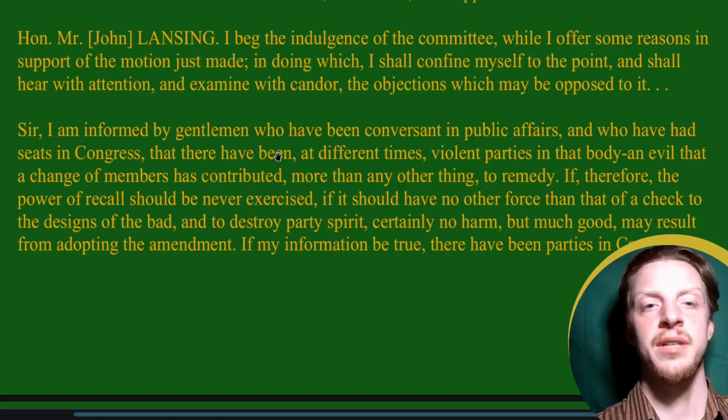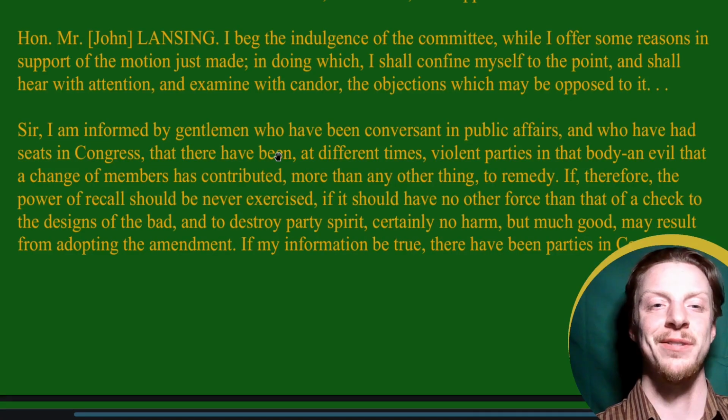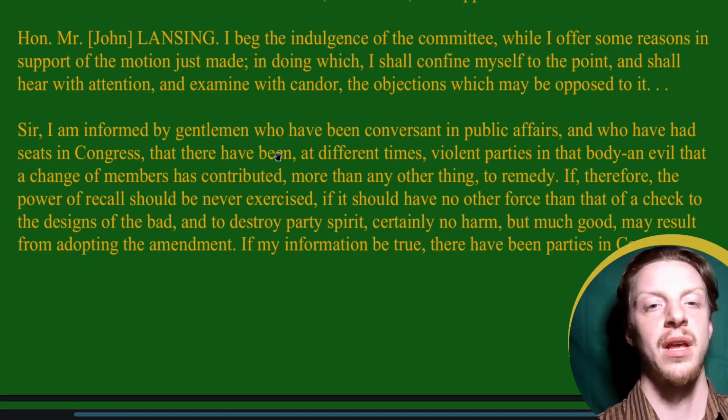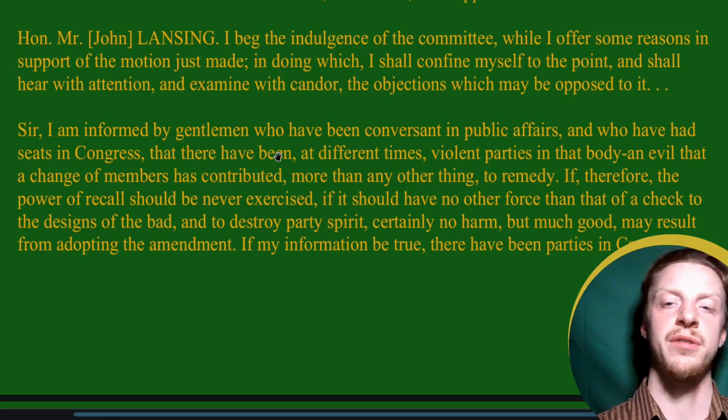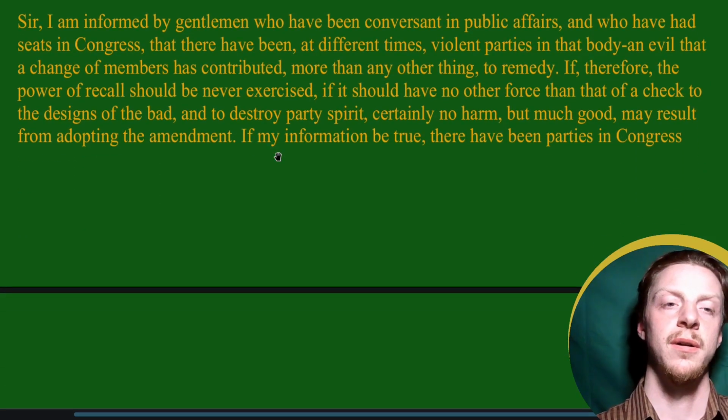Honorable Mr. John Lansing, I beg the indulgence. Okay, so I think this is a quote from Mr. Lansing. I beg the indulgence of the committee, while I offer some reasons in support of the motion just made, in doing which I shall confine myself to the point, and shall hear with attention and examine with candor the objections which may be opposed to it.